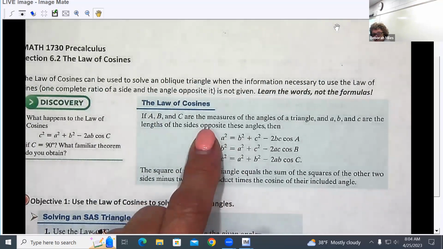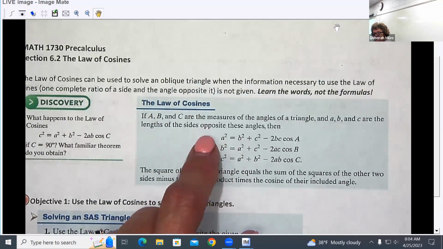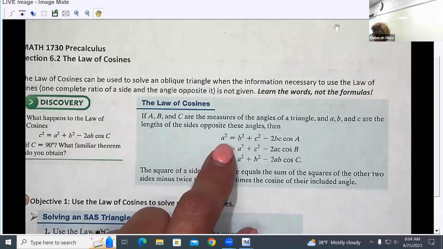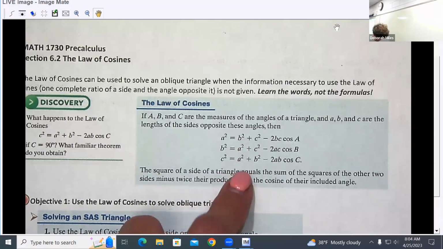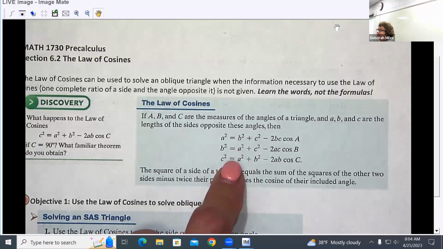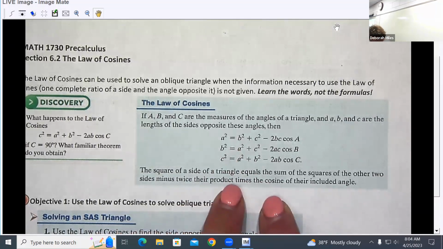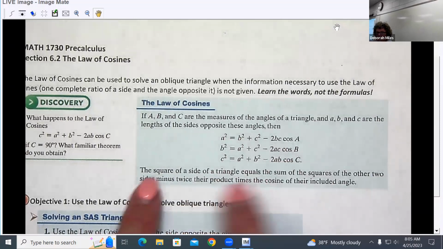If A, B, and C are the measures of the angles of a triangle, and lowercase a, b, and c are the lengths of the sides opposite these angles: a squared equals b squared plus c squared minus 2bc cosine A, and then its first two cousins. Do you want to memorize these formulas? No, I don't want to memorize that. But it didn't take me 3 or 4 problems before I had these words memorized. So these words are what you need, not those formulas.